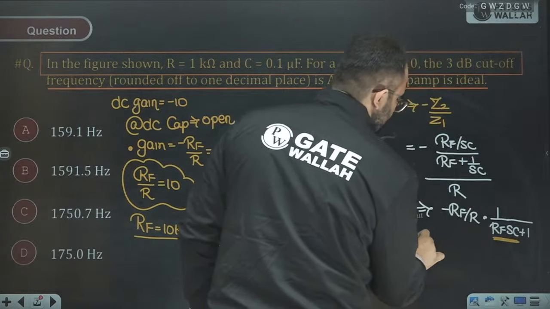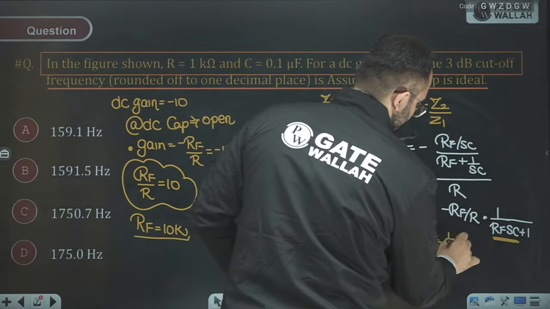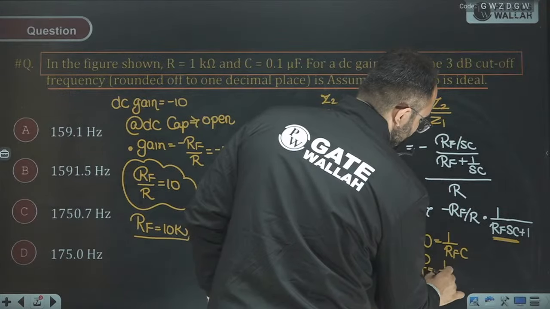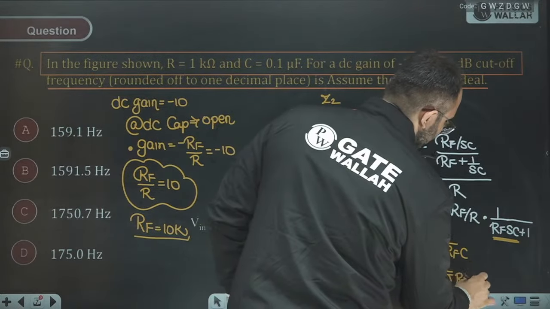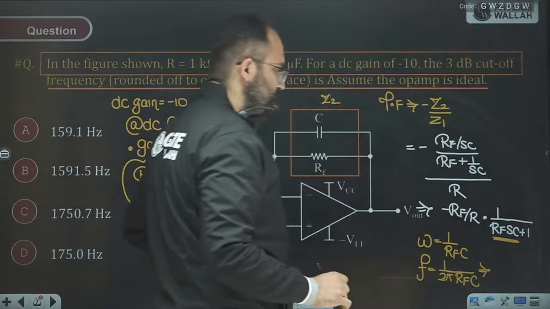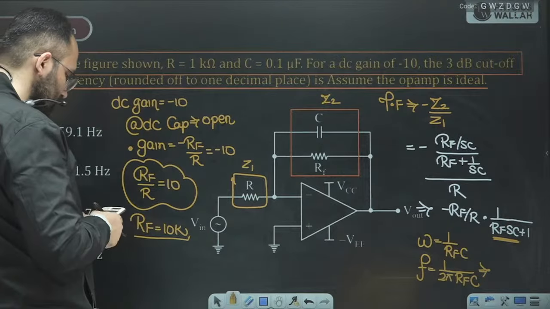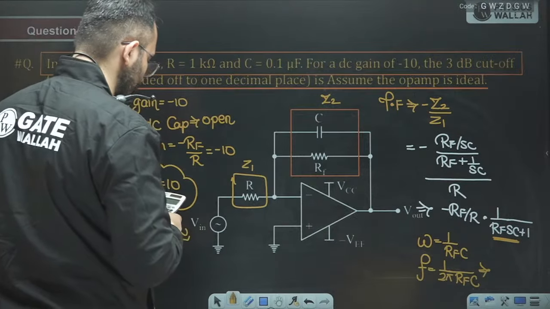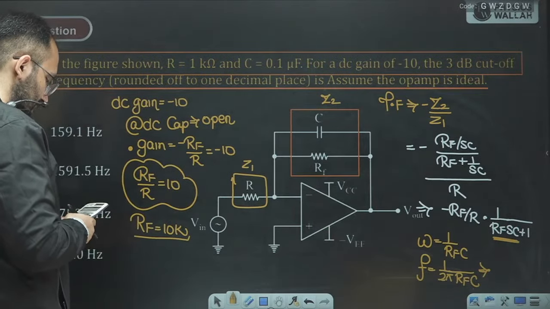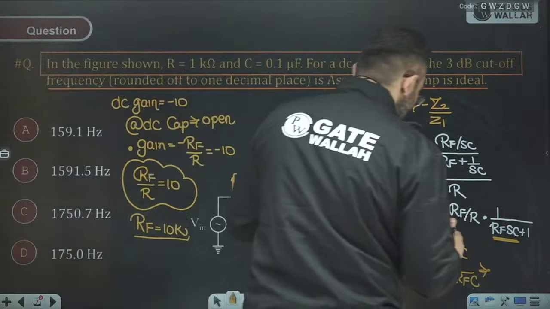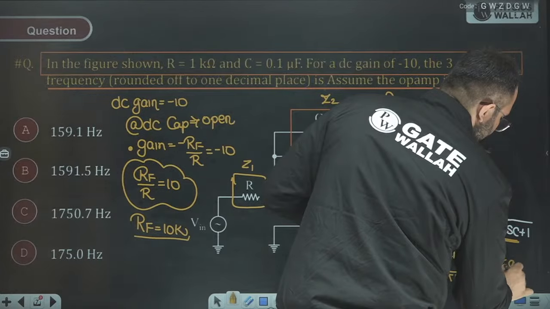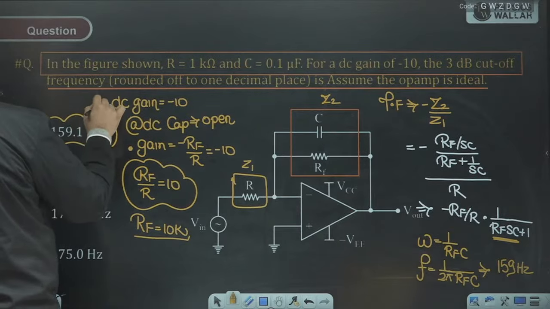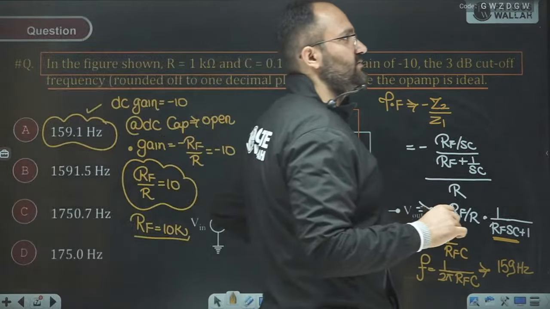So we can see that the cutoff frequency is 1 upon RF into C. The cutoff frequency will be 1 upon 2 pi RF into C. What is the answer? What is RF? RF is 10 kilo ohm, C is 0.1 microfarad. It is 159 hertz. Okay, all of you are able to get this, दोस्तों. A is the correct answer. Please check, all of you. A is the correct answer.